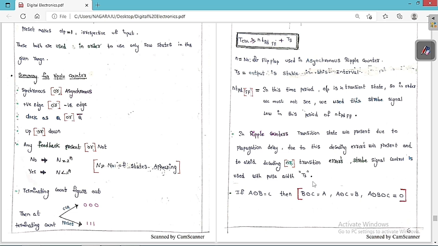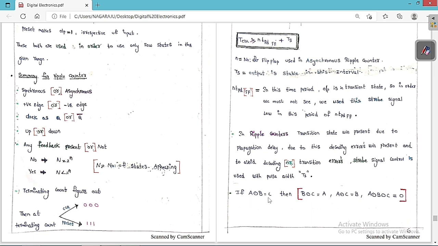So finally I can say in ripple counters, either a synchronous counter or an asynchronous counter, a transition state will always be present due to propagation delay. Due to this, decoding errors will be present, and to avoid decoding or transition errors, strobe signal control is used with the pulse width TS.